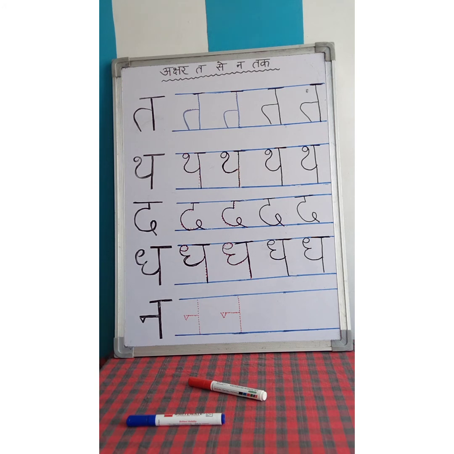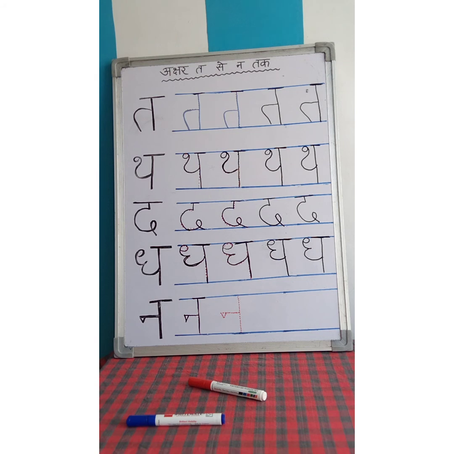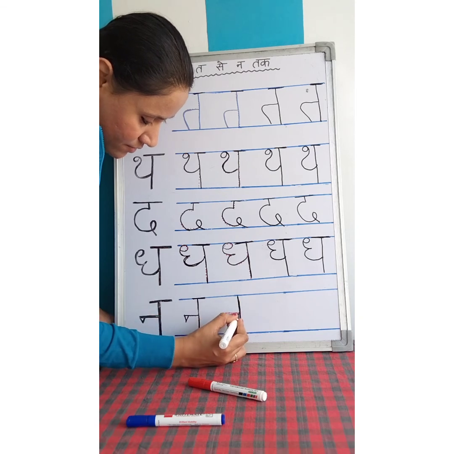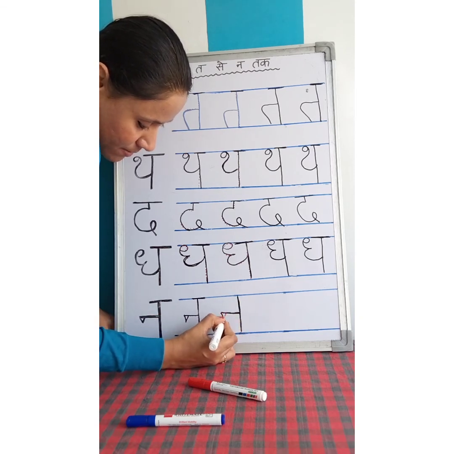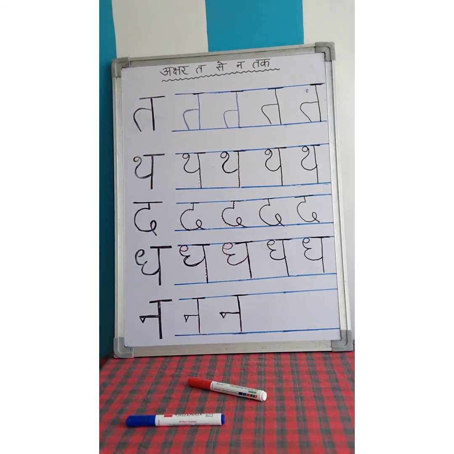Now the last is na. Na se nal. So for na se nal, first you will draw the standing line, then the sleeping line, and then a small triangle downwards like this and an overhead sleeping line. Let us see it again. Standing line. Just from the center of the standing line you will take out a sleeping line, a triangle downwards, and then an overhead sleeping line.